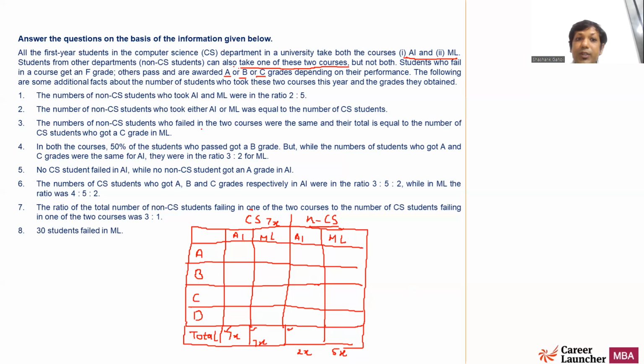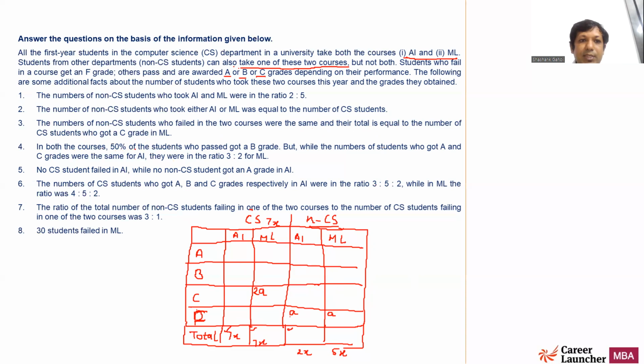The number of non-CS students who failed in 2 courses were same, and their total was equal to the number of... okay. So the number, oh sorry, it is not D, it is supposed to be F. So the number of non-CS students who failed in 2 courses were same. Okay, so non-CS failed is A, and their total is equal to the number of CS people who got C in ML. Okay, so their sum is 2A, so C in ML should be equal to 2A. So this is what I know so far.